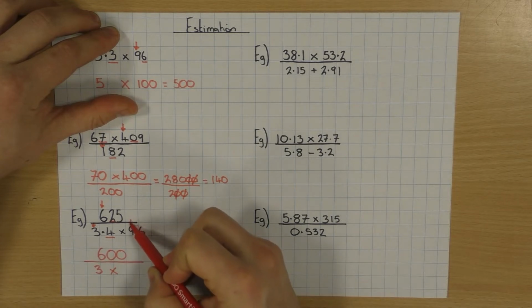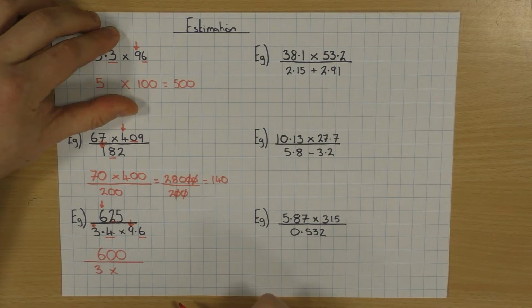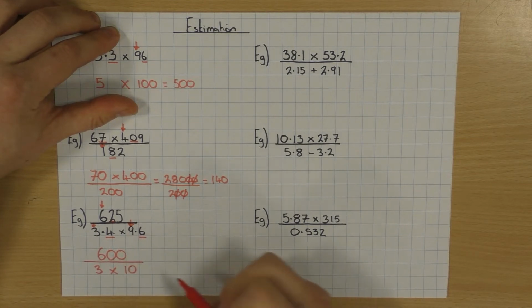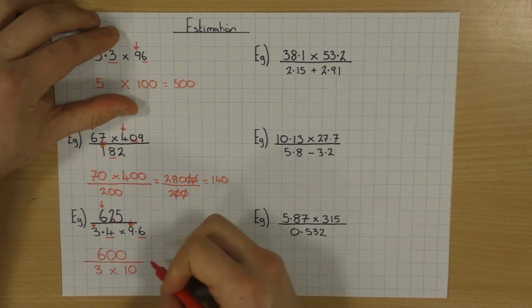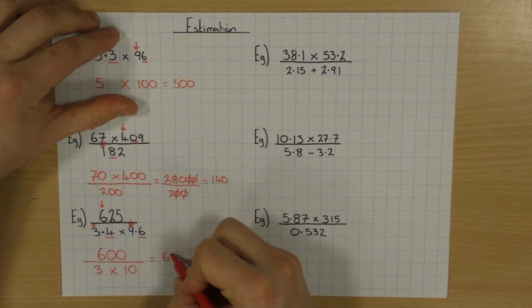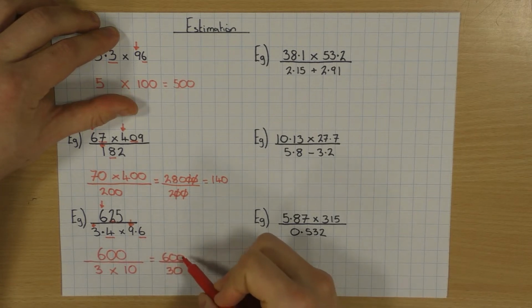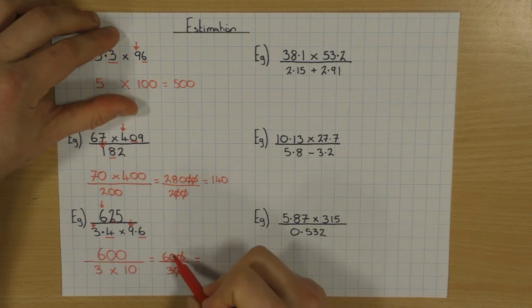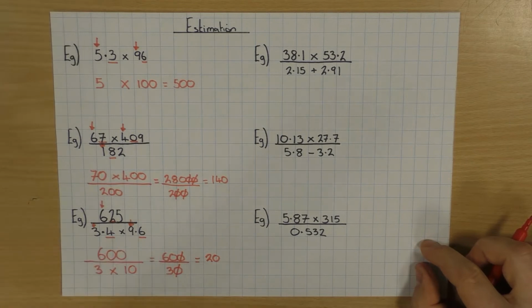Times by 9.6. Well, 9 is the first significant figure. The 6 tells me I need to round up, so we add 1 to the 9 and it becomes 10. Again, 10.0, there's no point doing that, so I'll leave it as 10. Obviously, the 600 stays the same. 3 times 10 is 30. Again, I've got to divide the top and the bottom by 10 by cancelling out a 0. So I'm left with 60 divided by 3, which of course is 20.